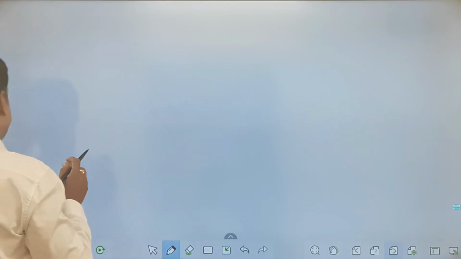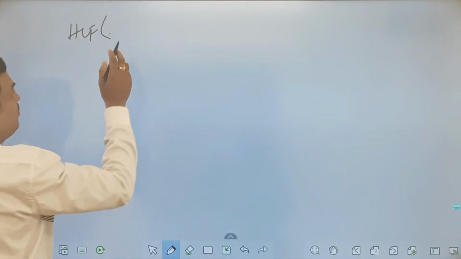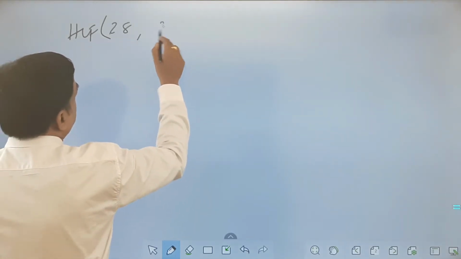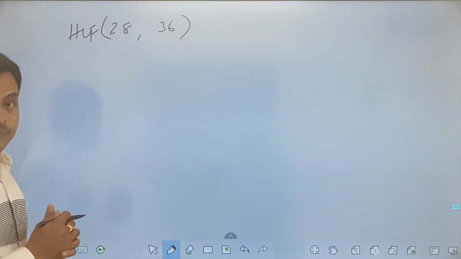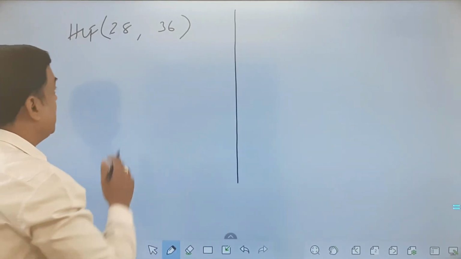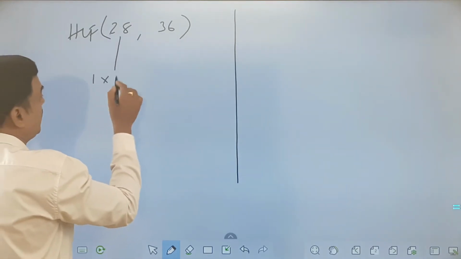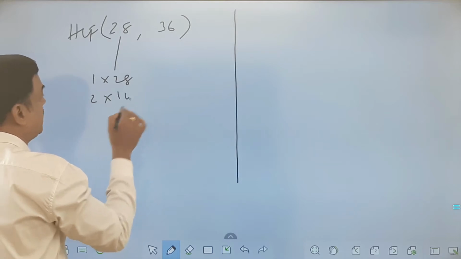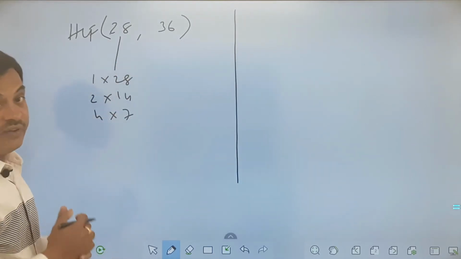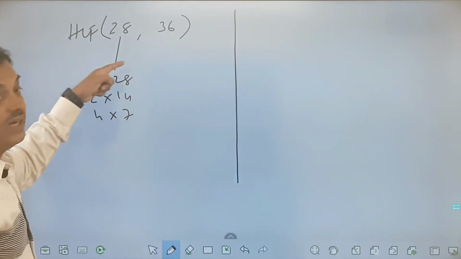So what are the methods here, friends? If I wish to take the HCF of two particular numbers, like 28 and 36, one of the easiest methods is to take the smallest number and write its factors: 1 into 28, 2 into 14, 3 it is not a multiple of 3, 4 into 7 are the factors of 28. So 28 has 1, 2, 4, 7, 14 and 28.